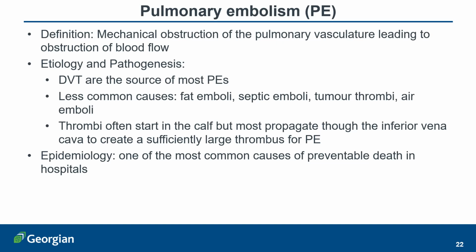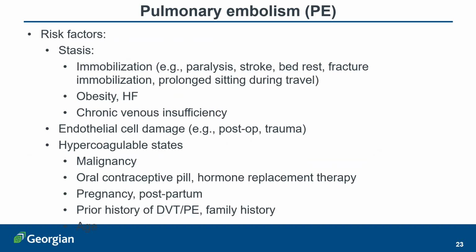In terms of the epidemiology of a pulmonary embolism, it is one of the most common causes of preventable death in hospitals. So it is typically, occasionally, an iatrogenic cause. So what are the risk factors for the development of a pulmonary embolism? The number one risk factor is blood stasis.